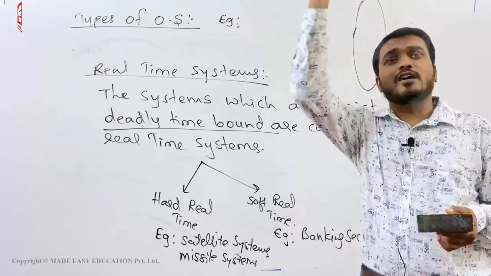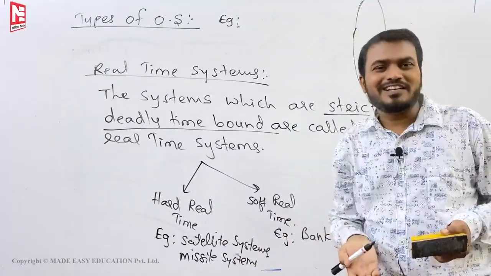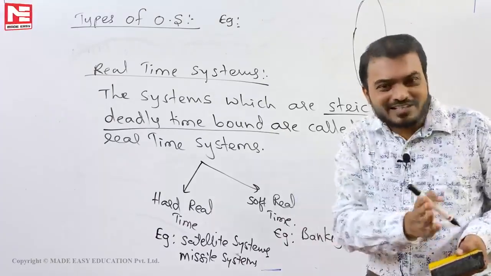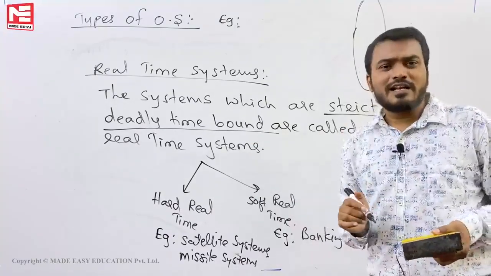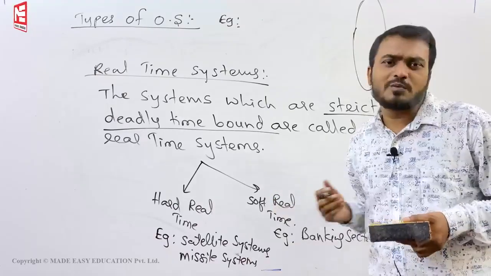When you are sending the satellite, where do you see it? On the computer, right? Yes or no? So it means what direction it is moving, what is the speed of the satellite, everything is monitored, operated with the software program only.